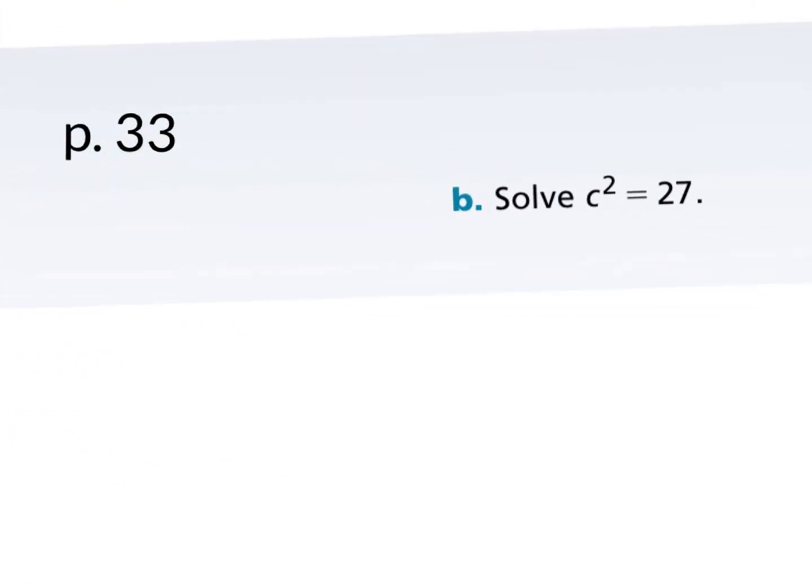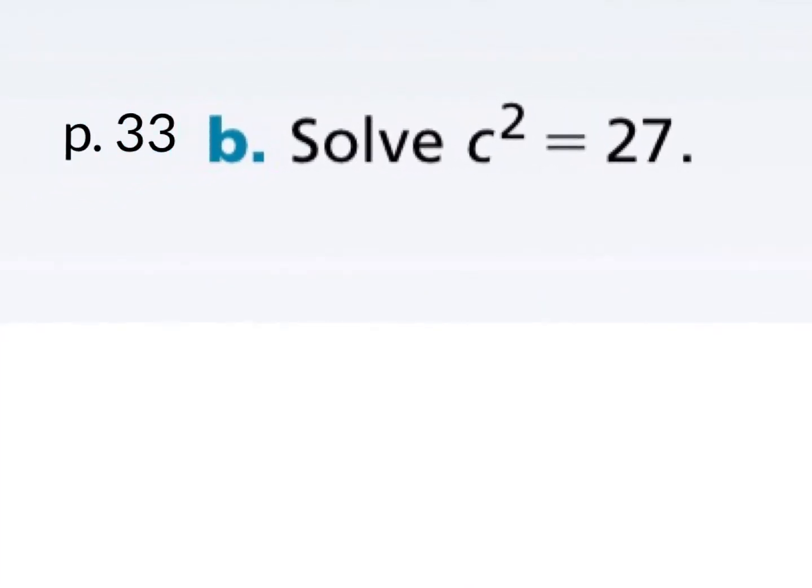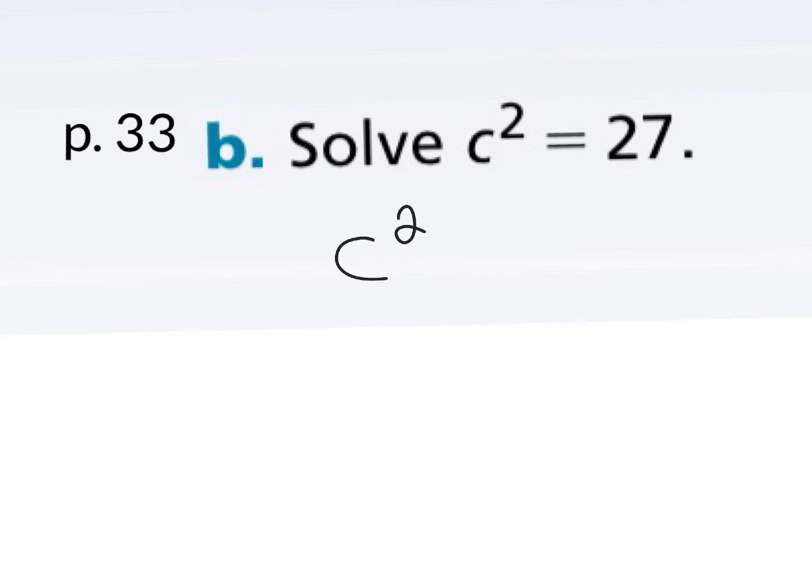If we go to part B, they want us to solve c squared equals 27. So this time the variable is being squared. To get rid of the square, we would do the square root. Remember, for square root, you could put a little 2 inside the index, or the check mark looking thing.